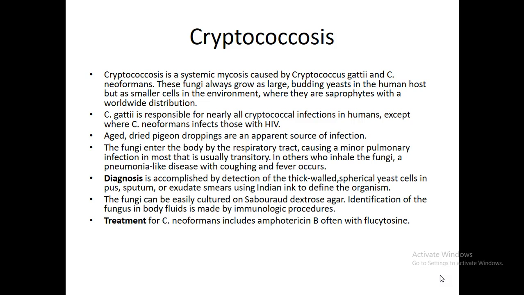Diagnosis is accomplished by the thick-walled spherical yeast cells, which are isolated from pus, sputum, or exudates, in smears using Indian ink to define the organism. And the fungi can also be easily cultured on Sabouraud dextrose agar, and identification of the fungus in the body fluids can be made by immunological procedures. Treatment for Cryptococcus neoformans includes amphotericin B, often with flucytosine.